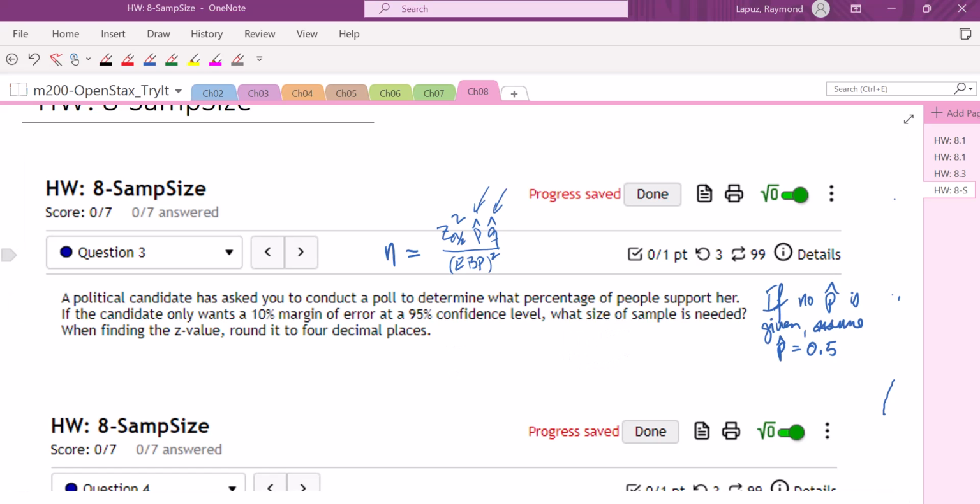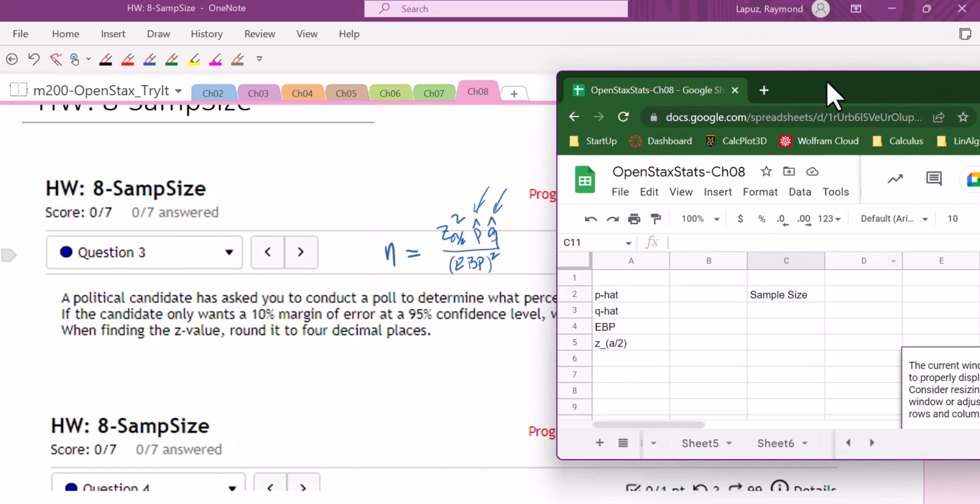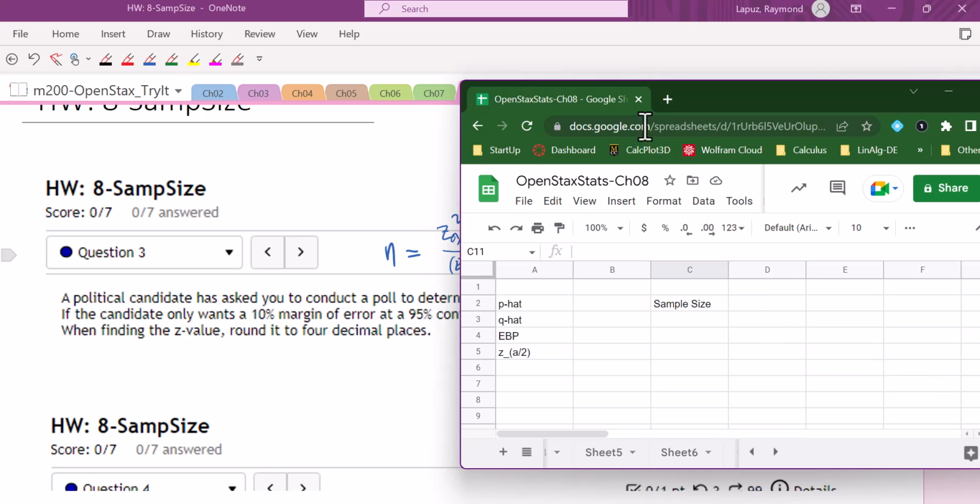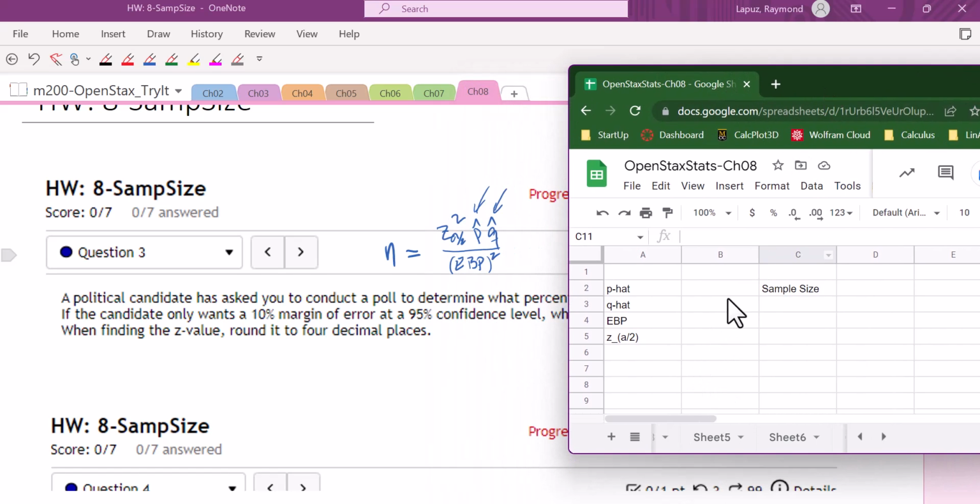All right, let's bring out our Google Sheets. I have a template set up with p hat and q hat. Again, if there's no p hat given, we'll assume it's equal to 0.5. Then q hat is equal to 1 minus the p hat value, so I click on the cell that gives me 0.5. If you set these up as formulas, it'll make the computation easier for us later.